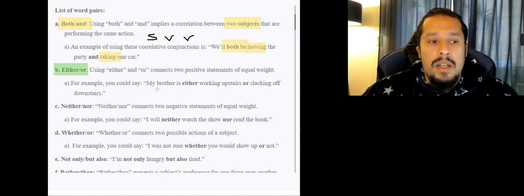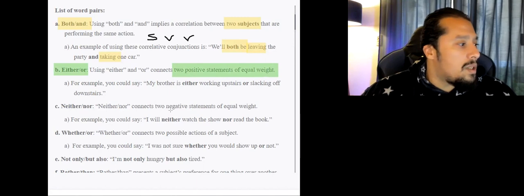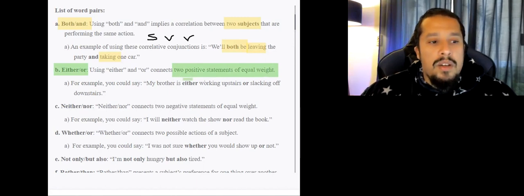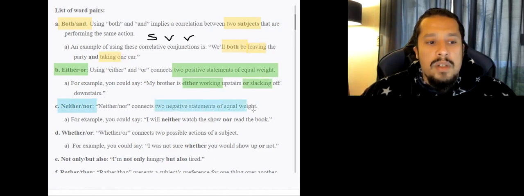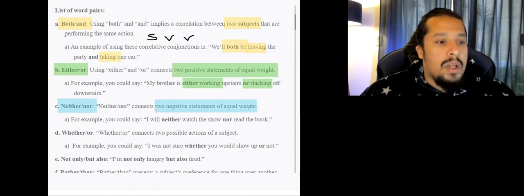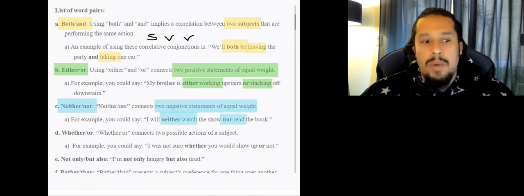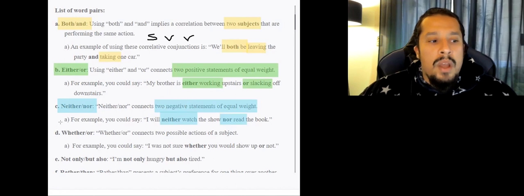So either or connects two positive statements of equal weight. تمام? My brother is either working or slacking off downstairs. Next, neither nor. They connect two negative statements of equal weight. For example, I will neither watch nor read. You see ازاي هو parallel مع بعض وشايفين ازاي لازم يجوا مع بعض.